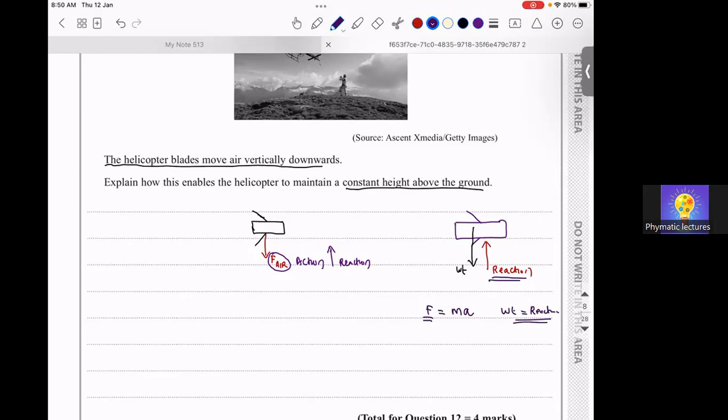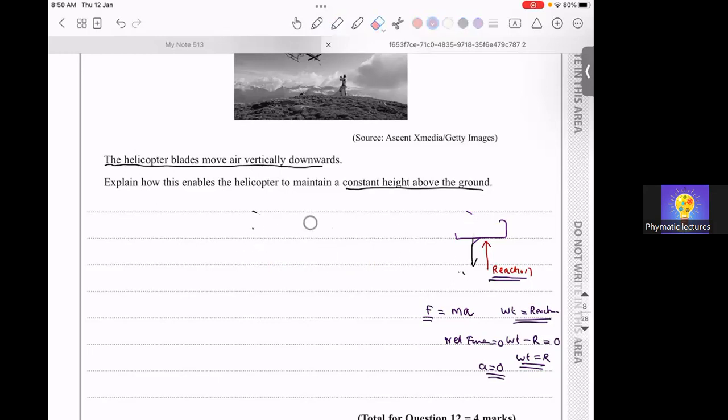Therefore, how will you find the net force? Weight minus reaction, that is equal to 0. So that means weight is exactly equal to reaction, correct? So net force is equal to 0. Therefore, there is no acceleration, correct? That is the reason why it is maintaining a constant height. So what points should we include here?